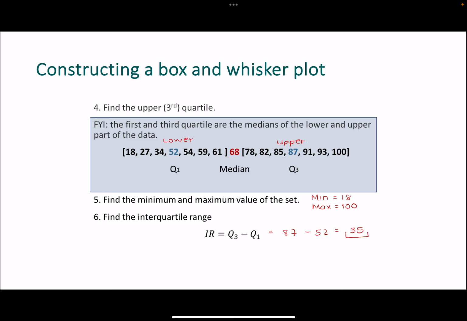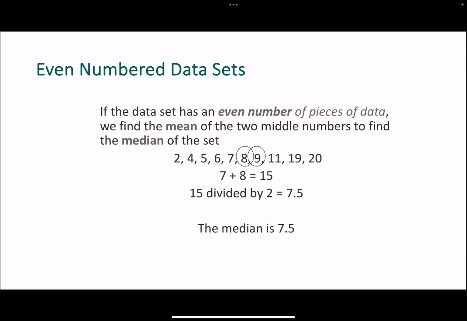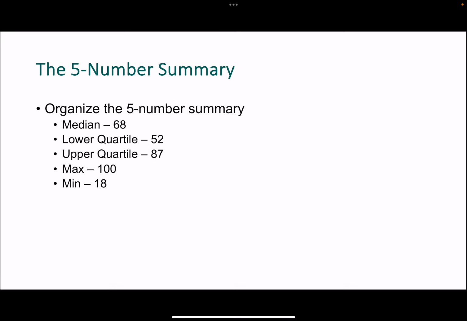That means how long my box is going to be. So now that I have my numbers, I just organize them. I have the median 68, the lower quartile 52, the upper quartile 87, and the maximum and the minimum. So now that I have that, I'm ready to draw my graph. So in this case, I can have something like this. So I have 10, 20, 30, 40, 50, 60, 70, 80, 90, and 100.